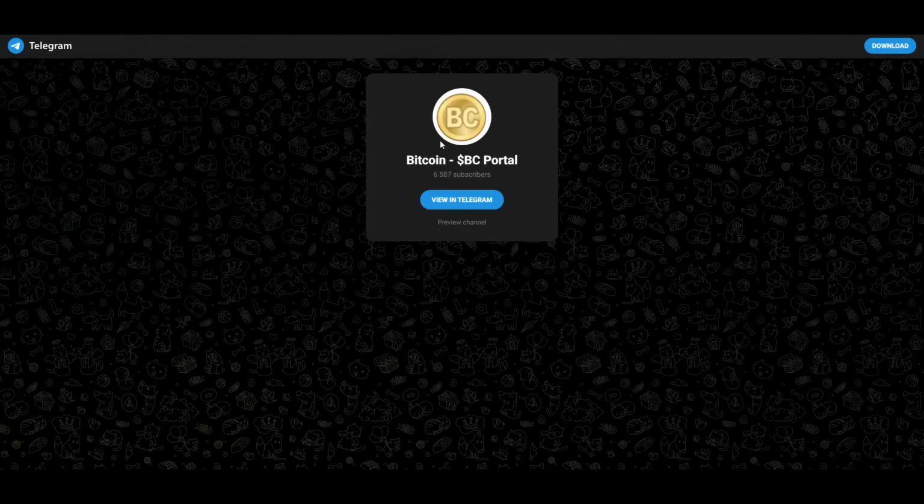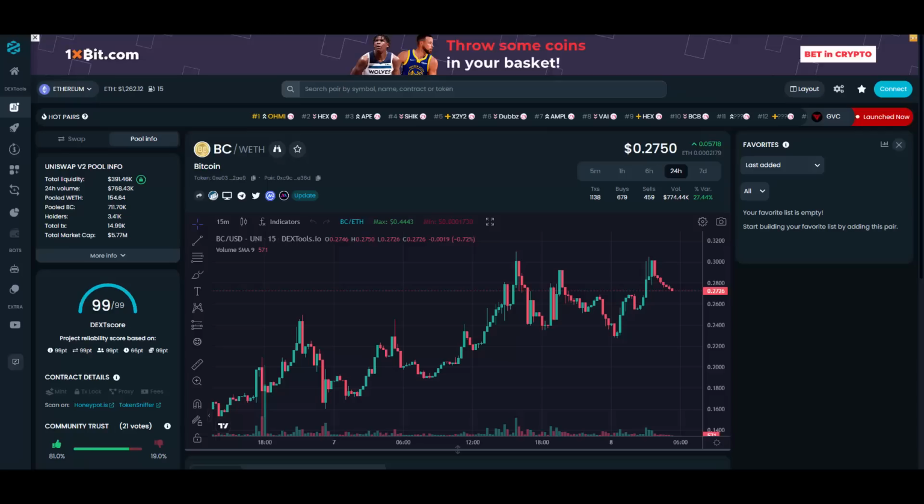Telegram as well, they are pretty active here, 6500 members. This is the portal page, so you basically go here, then you verify yourself, it will pop you into the chat. That's just to prevent the bot attacks and all this BS. So that's actually a great thing that they did with the Telegram.